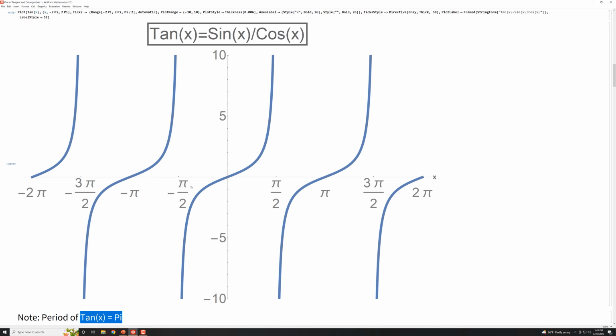The period is actually a single pi. And notice that the tangent function, the way that you would sketch it, you would start at negative pi over 2, and then you would go through the origin, and then you would go up to infinity up here at pi over 2, and then the pattern would just continue to repeat every pi radians. Now that's the tangent function, sine divided by cosine.